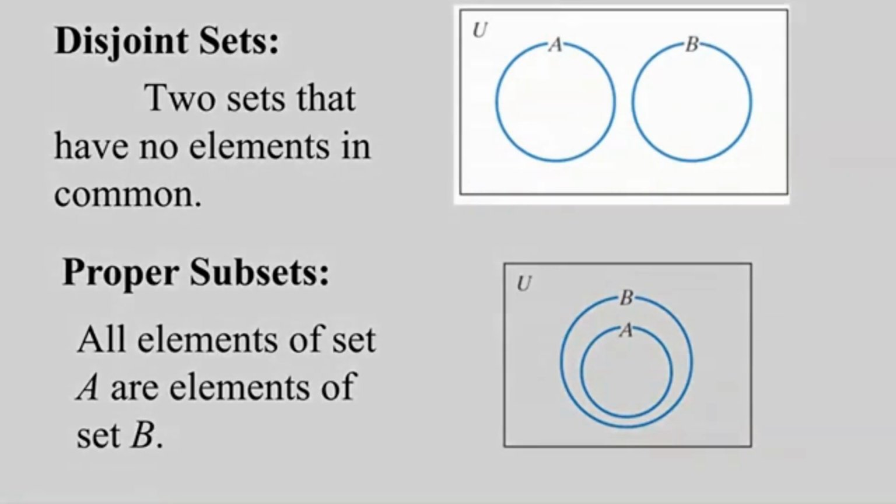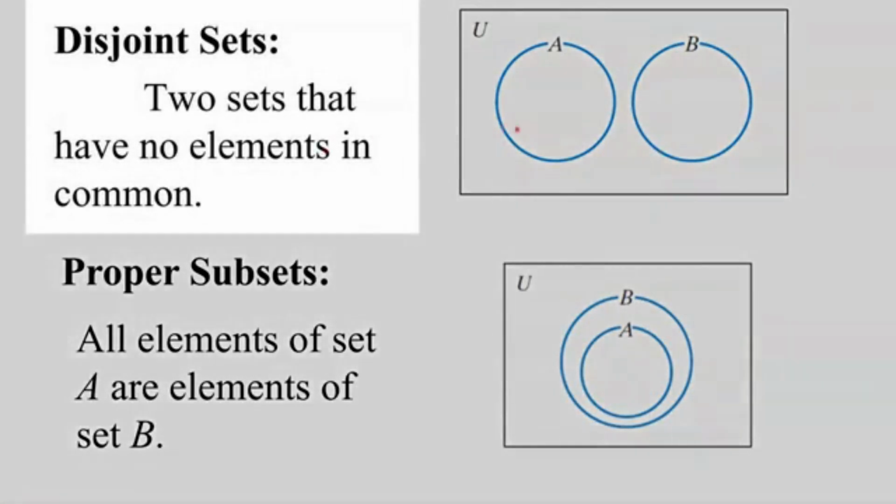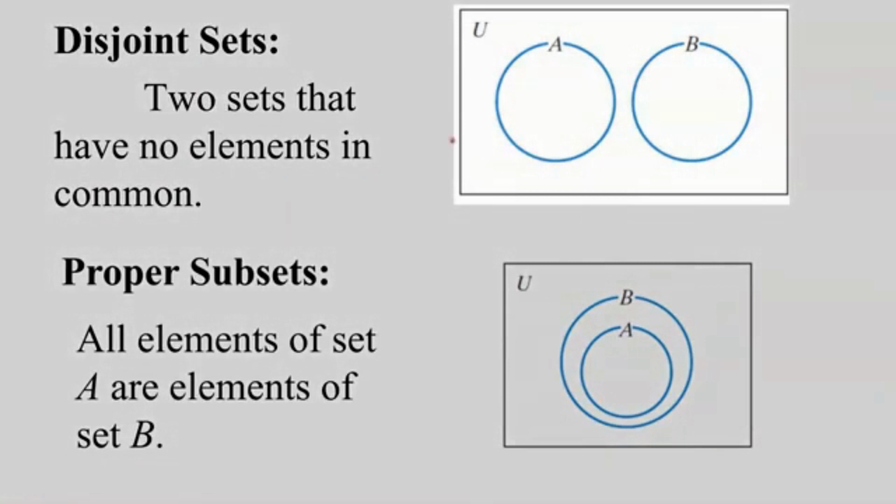Let's consider this Venn diagram here that has two sets, A and B. In this figure here, we are given two sets. The two sets A and B here have no elements in common. They actually do not overlap. So we call these disjoint sets. Disjoint sets are two sets that have no elements in common. And their Venn diagram is this figure here.